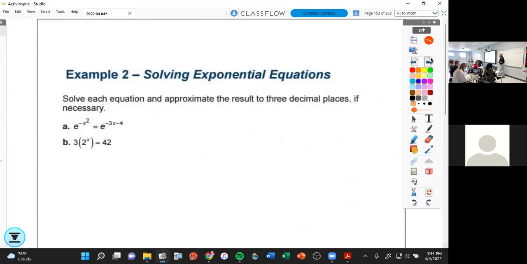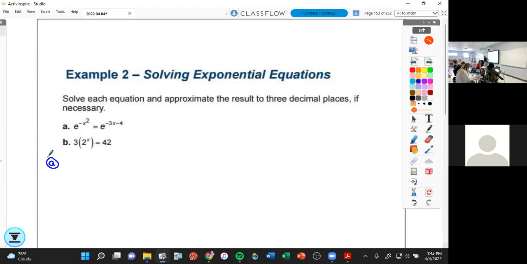Solve each equation and approximate the result to 3 decimal places if necessary. Letter A. Any ideas? Okay. We have e to something on both of them. So how are we solving this? You take the square root from both sides. Right. This is 1-to-1, right? This is a 1-to-1 situation. If e to some power is equal to e to some other power, the only way that is true is if those powers equal to each other.